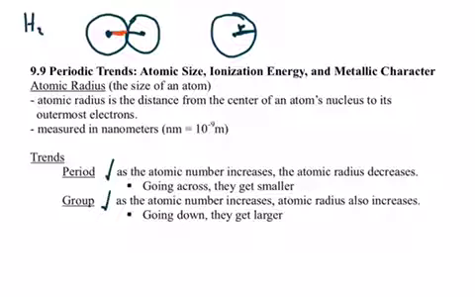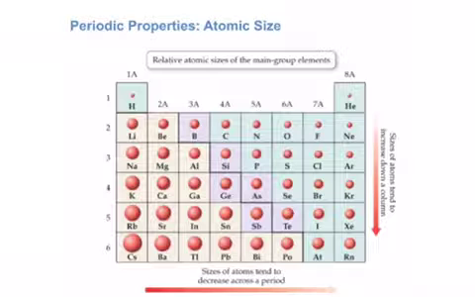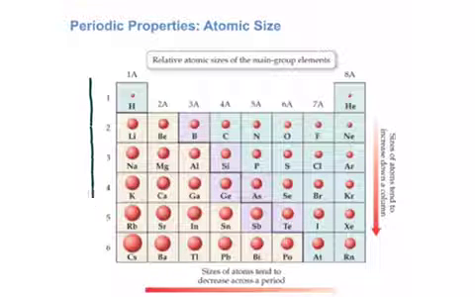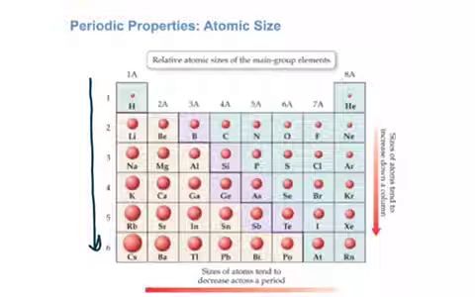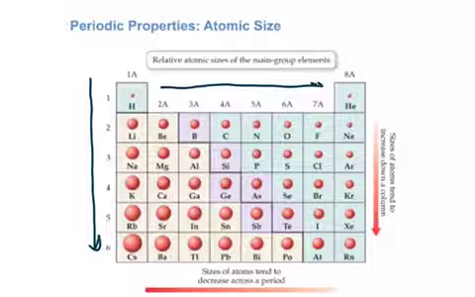Now, there are reasons for this, and I don't just want you to know the pattern, I also want you to know why they get smaller or bigger. If you look here, from your book, you can see that as you're going down, you can see the atoms getting bigger. The atomic radii are increasing. And if you look carefully as you're going across a period, the atoms are actually decreasing in size. So here's what we're going to do. Let's explain each scenario. Okay?